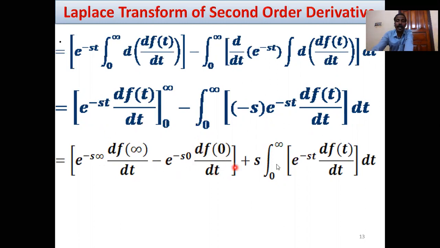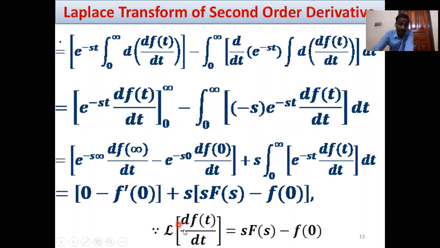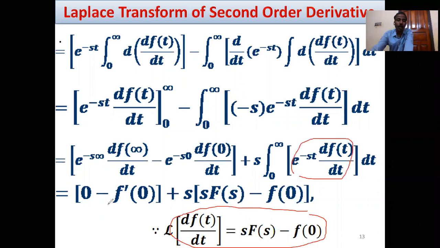Then this is the first case, and plus s, and e to the power minus st d of f by dt. This is the first order differentiation form. So put here the value of this: s into F(s), because the Laplace transform of df/dt equals s into F(s) minus f(0). Just put this value in this position, and we get f dash 0, and plus s into F(s) minus f(0).